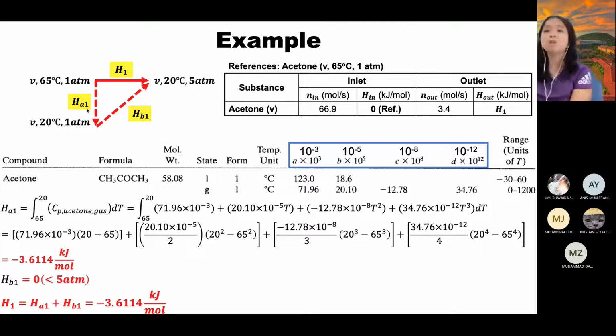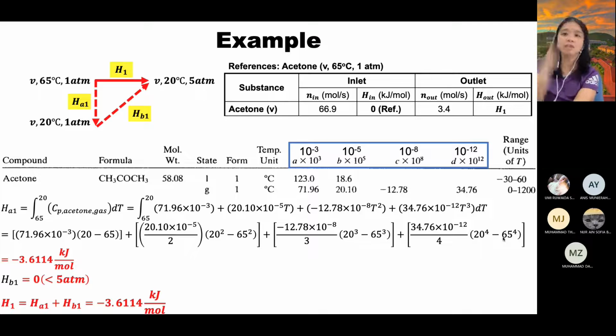For the first path, HA1 is the change of temperature, right? For a change of temperature, use table B2 to calculate HA1. HA1 must be a negative value. Why? Because the temperature decreases. If you calculate HA1 and get positive, it is definitely wrong; you have to check your calculation again. It must be wrong, because with a temperature decrease the enthalpy must be negative. So for HA1 you get negative 3.6114.